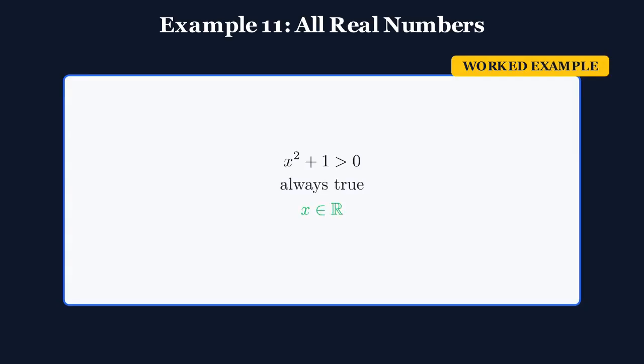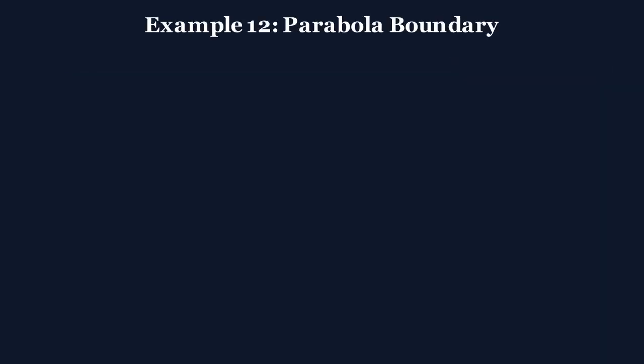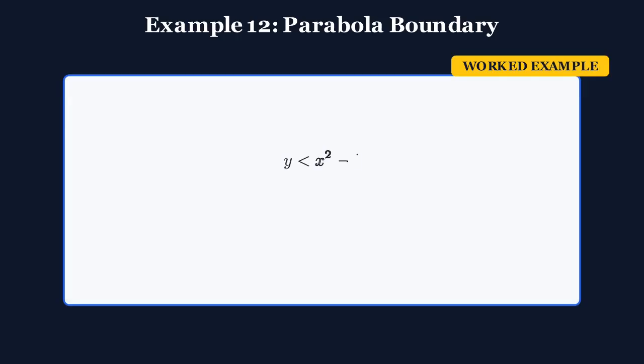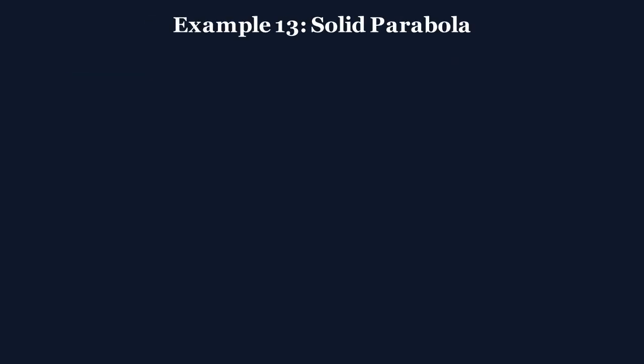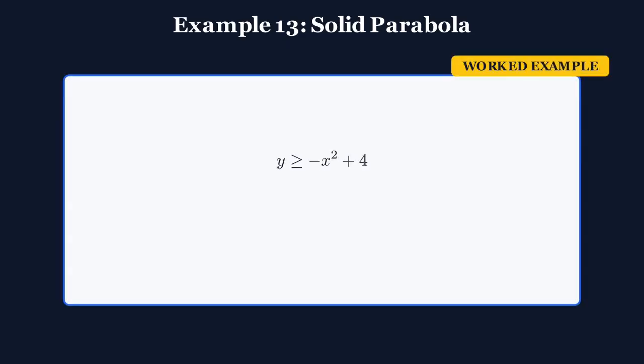For y less than x squared minus 1, the boundary is y equals x squared minus 1. Because the inequality is strict, use a dashed parabola and shade below it. For y greater than or equal to negative x squared plus 4, draw the solid parabola y equals negative x squared plus 4 and shade above it.